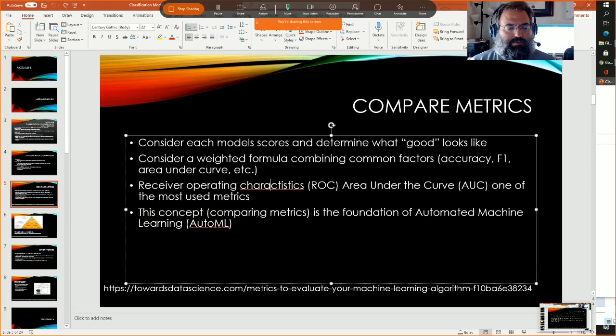Yeah, this is characteristics. It's not quite right. I need to fix it later.